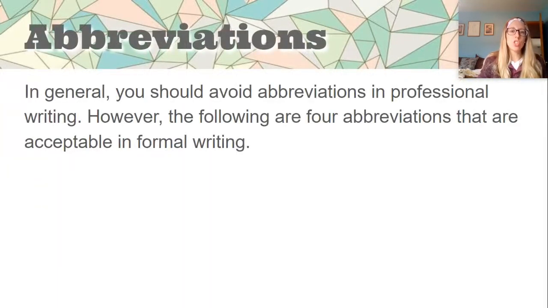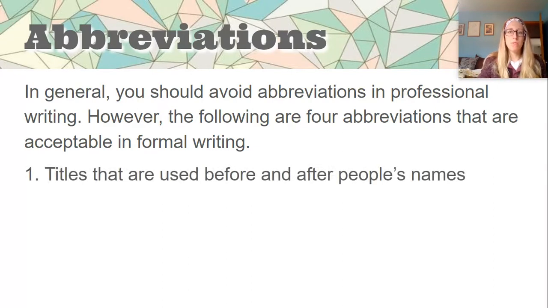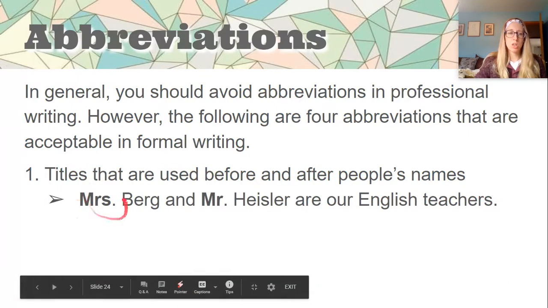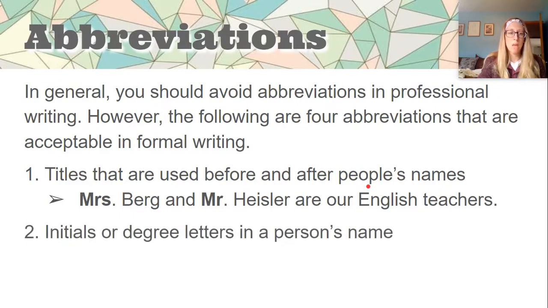So in general, you should avoid abbreviations when you are writing in a formal style, so when you're writing professionally. However, there are 4 exceptions to this rule. The following 4 ways to do abbreviations are acceptable in formal writing. The first way you can abbreviate things is titles that are used before and after people's names. For example, Mrs. Berg and Mr. Heisler are English teachers. Our titles are Mrs. and Mr., so that's okay to abbreviate.